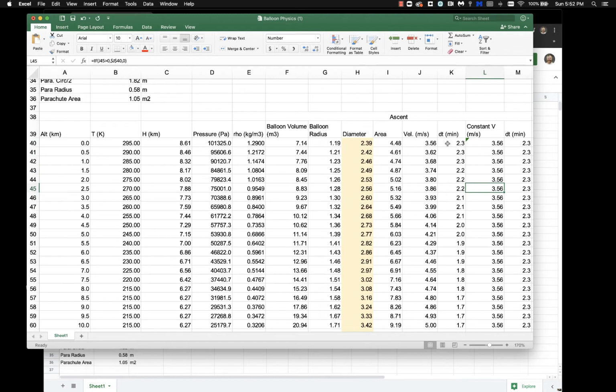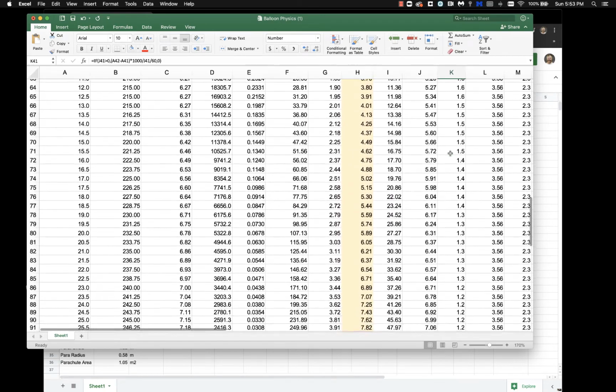Then what we do is we calculate a delta t. So basically this delta t is the time that it takes to go from 0 to 0.5 kilometers. So the distance is 0.5 kilometers. The velocity is 3.56 meters per second. So it takes 2.3 minutes to go from 0 to 0.5 kilometers. Then it takes 2.3 minutes to go from 0.5 to 1.0 kilometers.